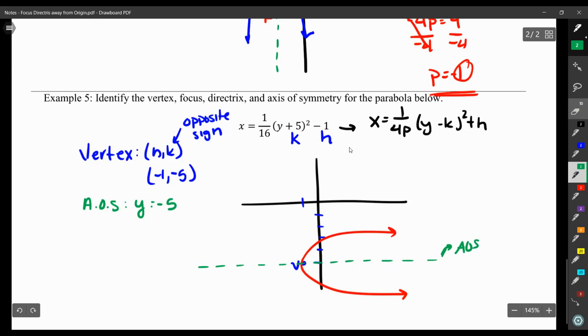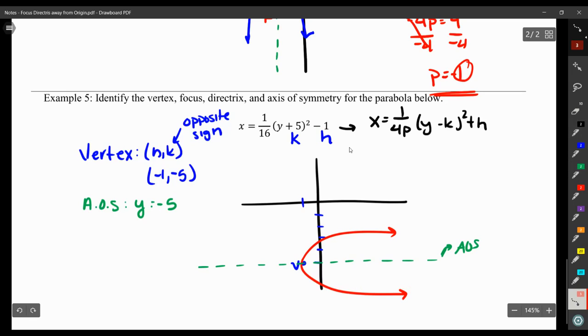So here's what we have so far. So we have that the layout should have been x equals 1 over 4p times y minus k squared plus h. And since the k is on the inside, when you do your vertex, this is actually h and this is k, but the opposite sign. So we get a vertex of negative 1, negative 5, which is here. Now we need to look at opening direction. So since it is x equals, I know it has to open either left or right. Then we look at the a in the front. So since this is a positive value, that means it has to open to the right.